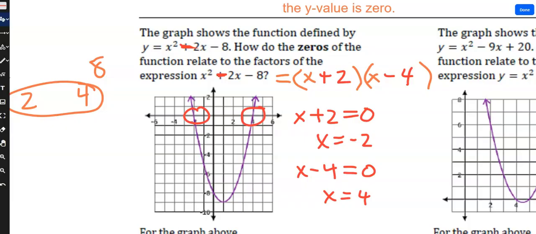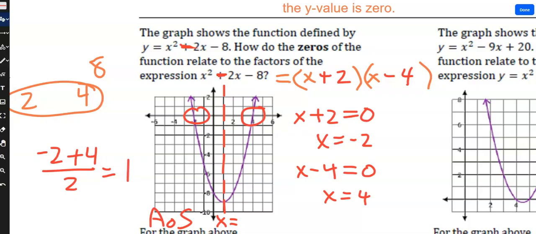Now, this also helps us with other things. For instance, what's halfway in the middle? Well, a couple things. Remember your axis of symmetry? We know that starts out with x equals because it's a vertical line. Well, what's halfway between negative 2 and positive 4? Literally, you could average them together and get the number 1. But that's not the only thing you just figured out. You also figured out the x-coordinate of the vertex.